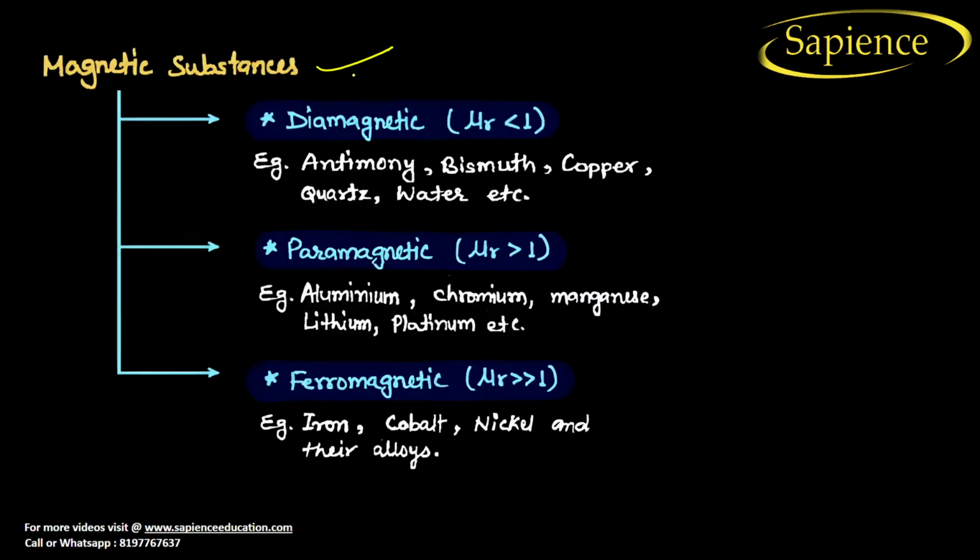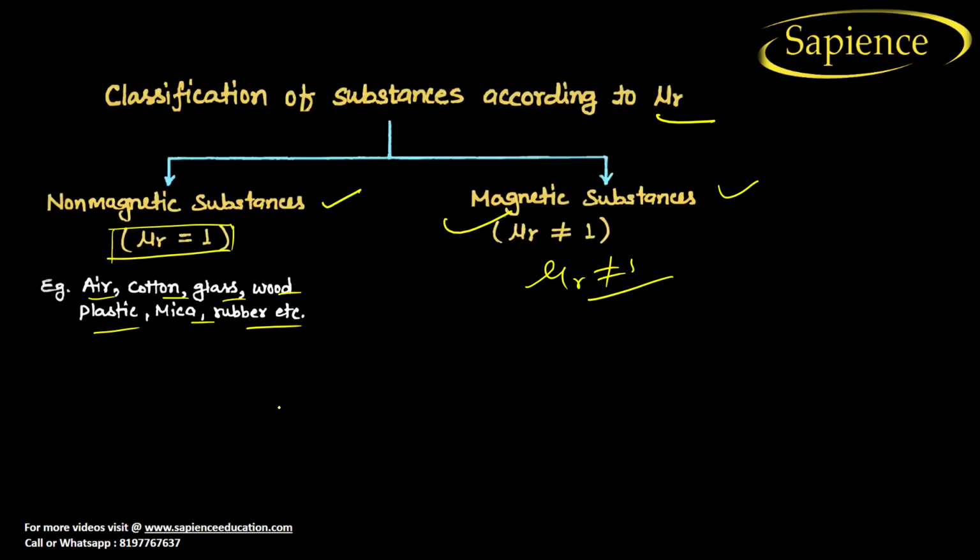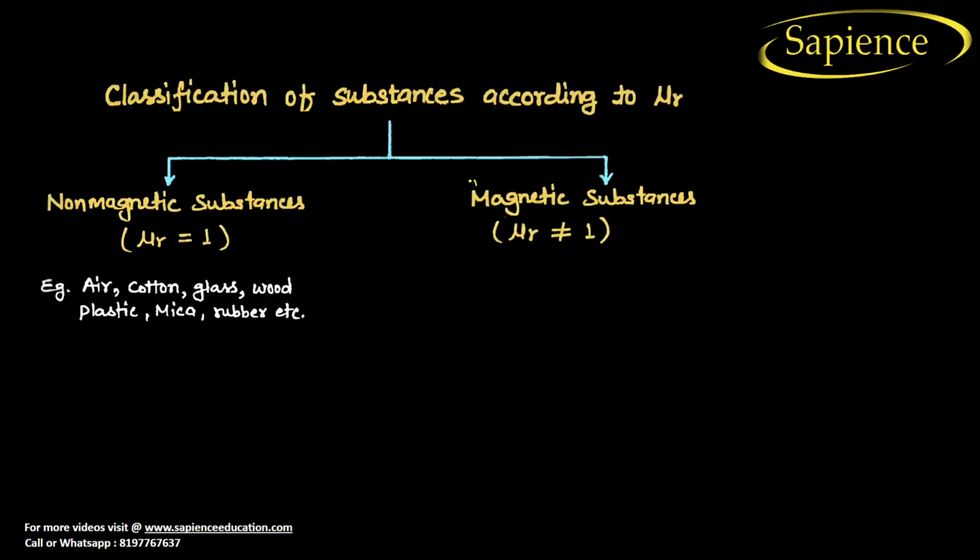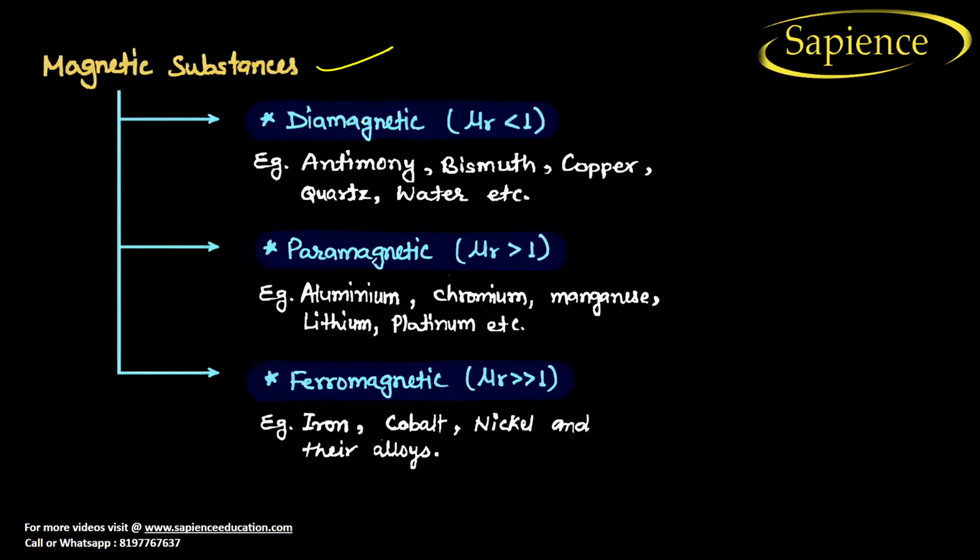Now, magnetic substances can be categorized. Mu r may be greater than 1 or less than 1, but it can't be 1. We also categorize subparts of magnetic substances. First, diamagnetic: mu r is less than 1, for example antimony, bismuth, copper, quartz, water, etc. Paramagnetic: magnetic material having a relative permeability greater than 1, such as aluminum, chromium, manganese, lithium.